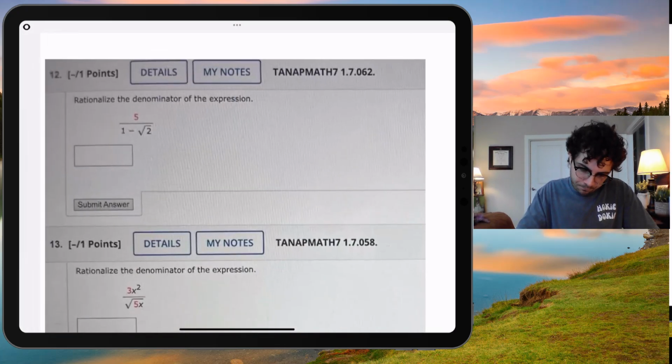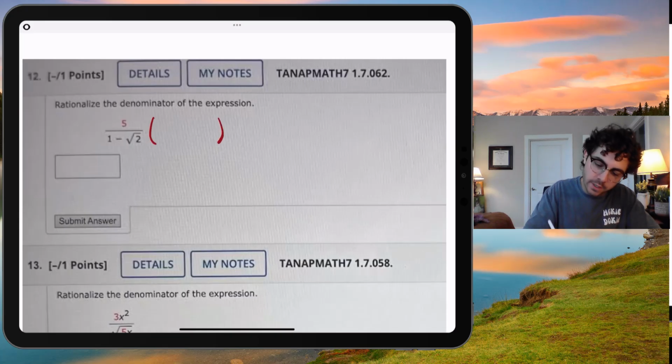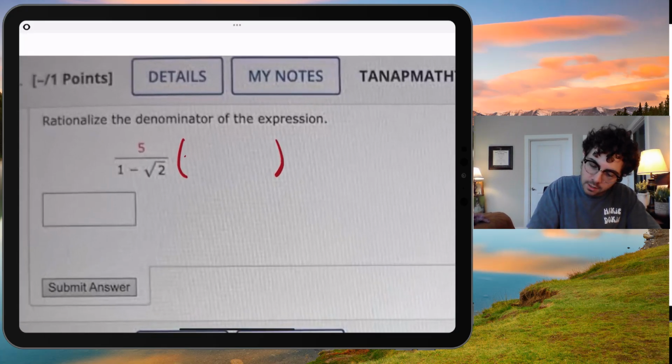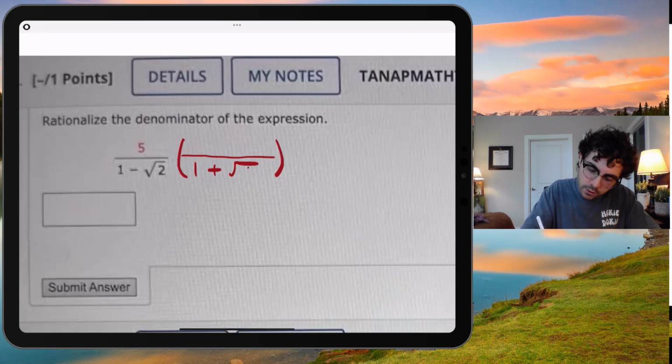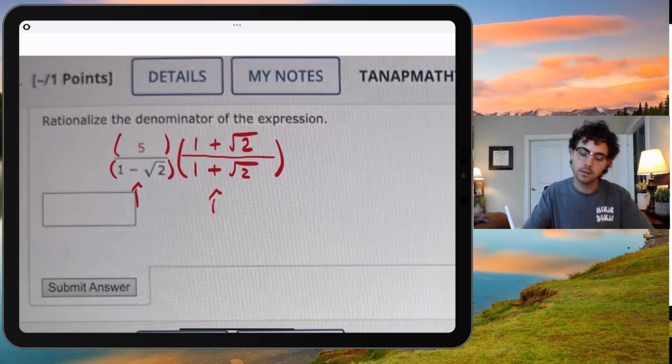Number 12. Rationalize the denominator of the expression. So what this means is we need to multiply by the conjugate of the denominator, which would be pretty much the same thing as the denominator, just with the opposite sign. So it's not always addition. If it were addition here, it would be subtraction here, and so on. So you always do the opposite sign. This is multiplying by the conjugate on top and bottom.